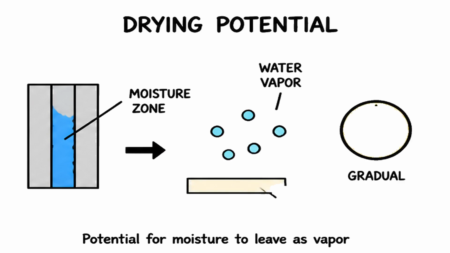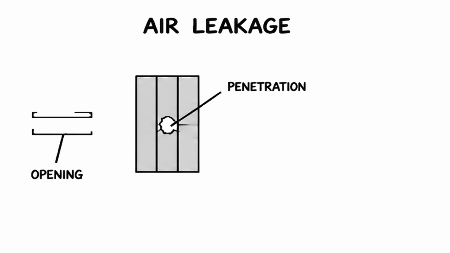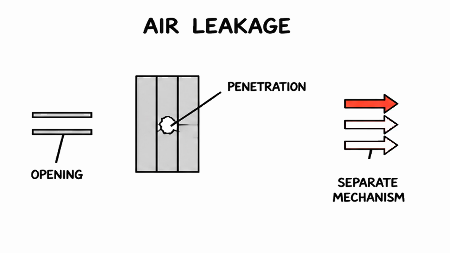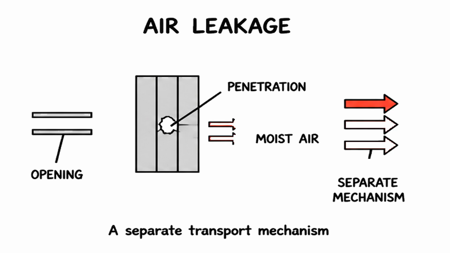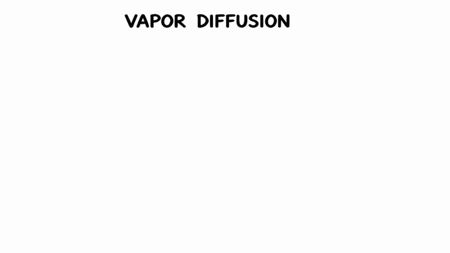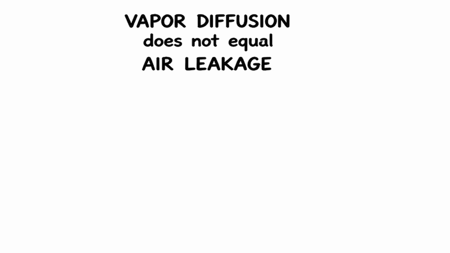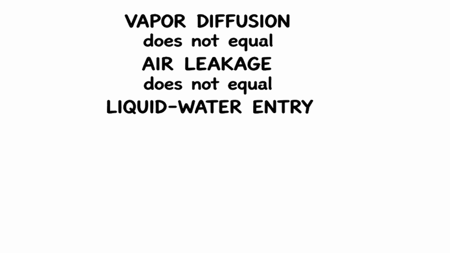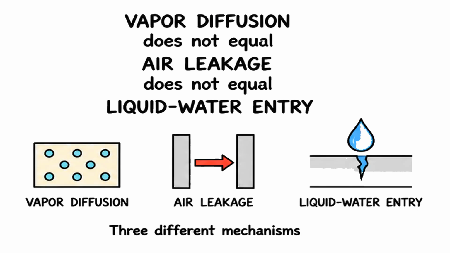The moisture moves gradually through materials, not through visible gaps. That is different from air leakage through openings. Air leakage is a separate transport mechanism, moving moist air through gaps rather than diffusing through solid materials. Vapor diffusion is not the same as air leakage, and neither is the same as liquid water entry through a defect. 3 different mechanisms, 3 different problems.